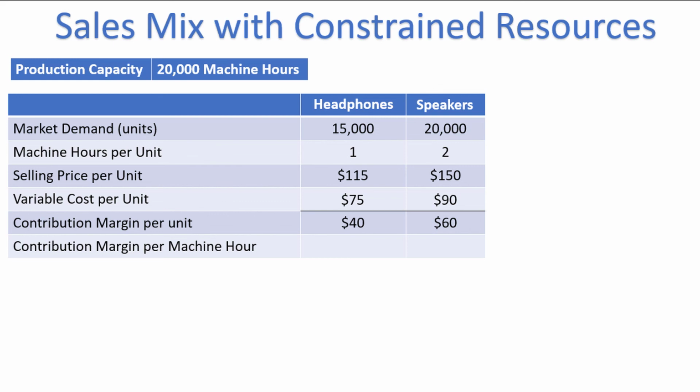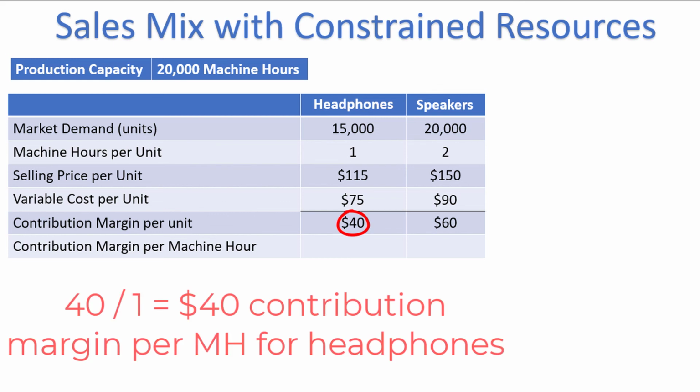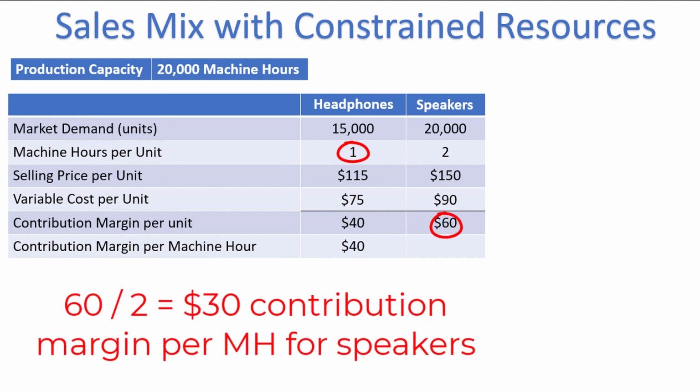In the case of headphones, we have the $40 contribution margin per unit divided by the 1 machine hour required to create a pair of headphones, which equals $40 of contribution margin per machine hour used creating headphones. As for speakers, we take the $60 contribution margin per unit and divide by the 2 machine hours required to create a set of speakers. This gives us $30 of contribution margin per machine hour when used to produce speakers.